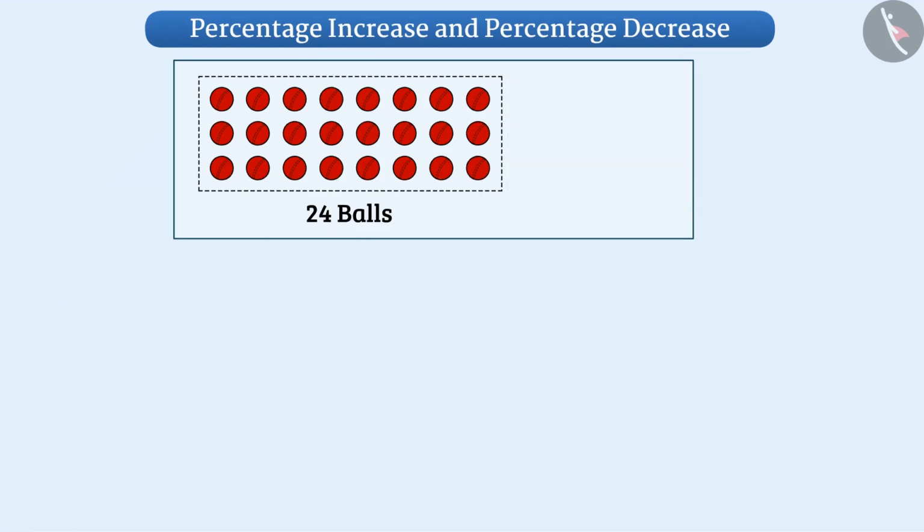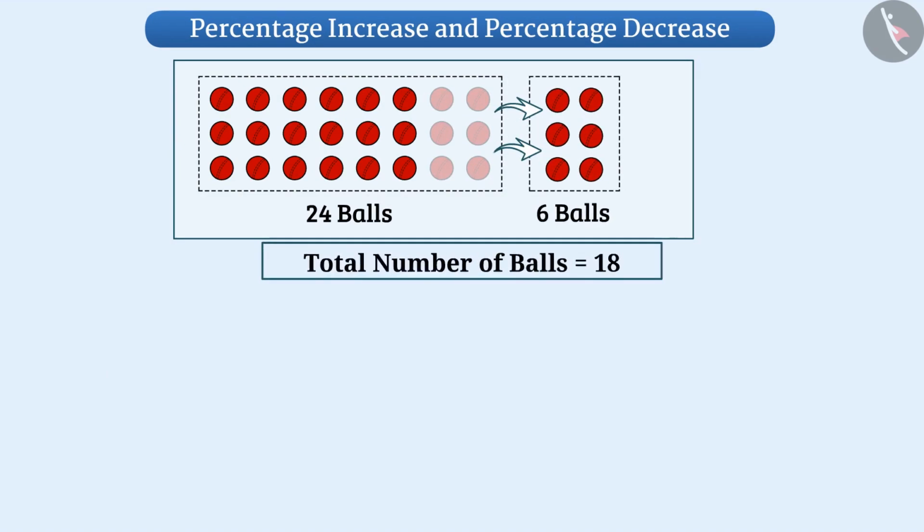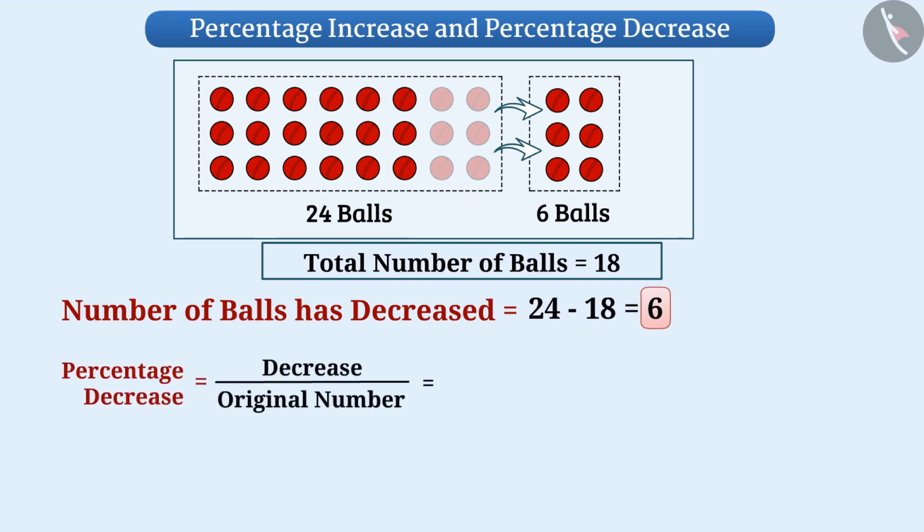Now, out of total 24 balls in the box, we have removed 6 red balls. So now, the total number of balls is 18. That is, now the number of balls has decreased by 6 balls. In this way, we can say that the percentage decrease in the number of balls is 6 divided by 24 multiplied by 100% is equal to 1 divided by 4 multiplied by 100% is equal to 25%.